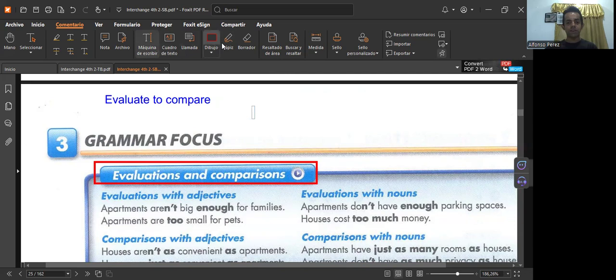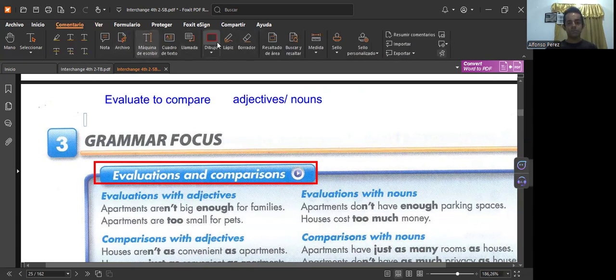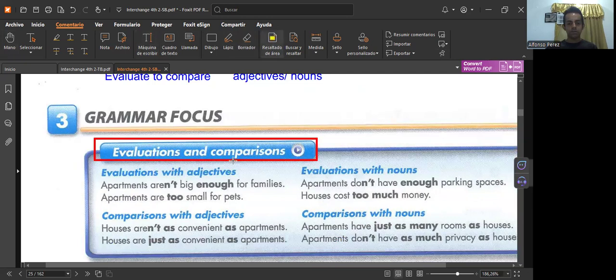Okay, what do we evaluate here? We can use adjectives to evaluate, or we can use nouns in our evaluations. Okay, let's go with the adjective evaluations. When we evaluate with adjectives, let me show you here a little bit.